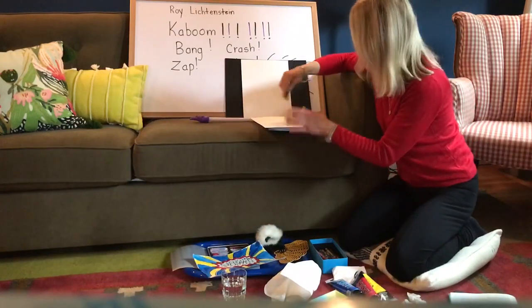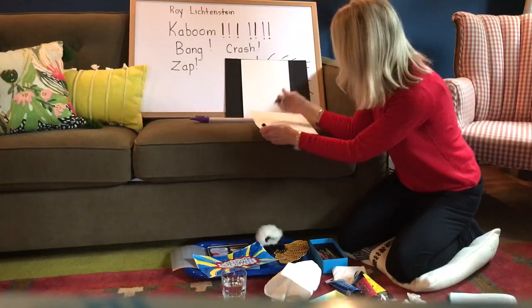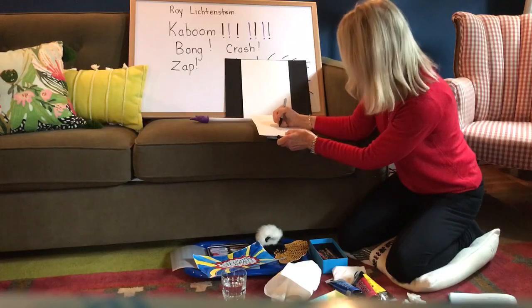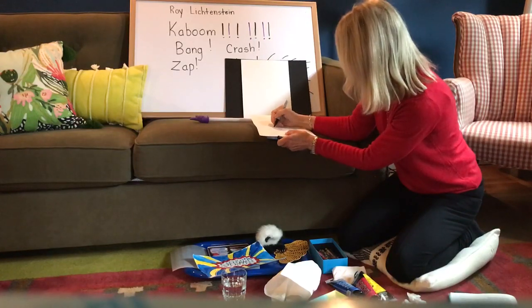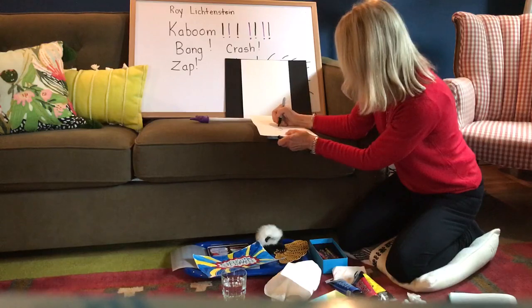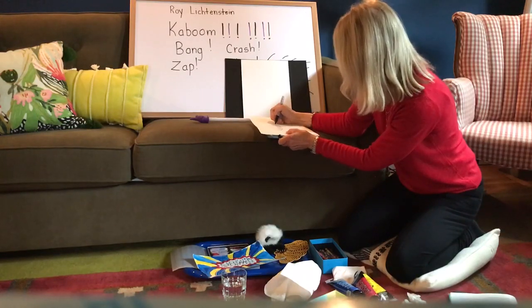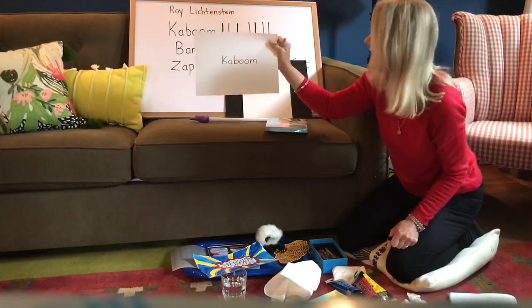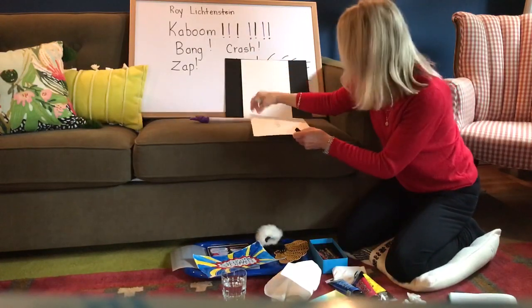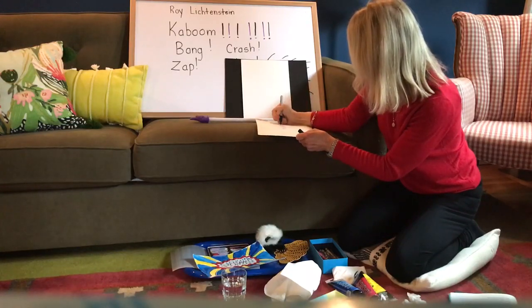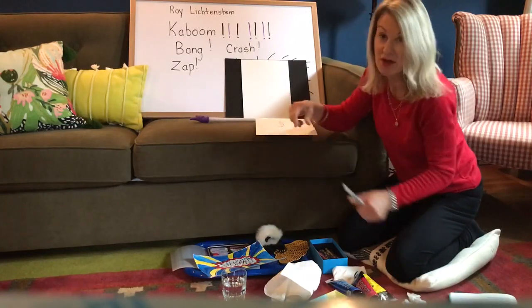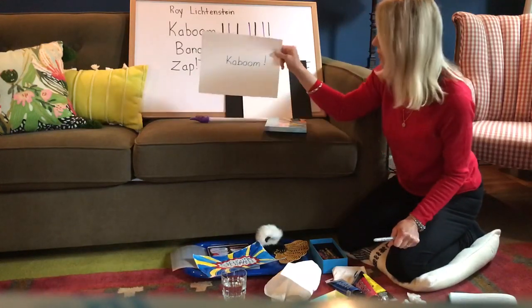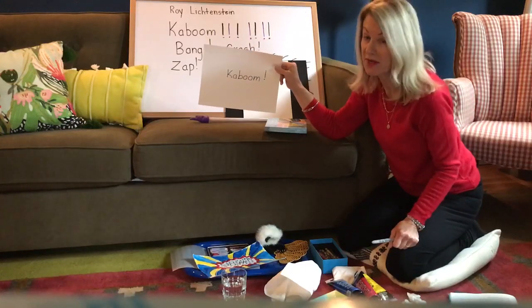Let's see, kaboom, and I can write it pretty big or I can write it small. K, and then A, B, O, O, M. And there's my word, kaboom. Can you see that? And then I'm going to put an exclamation point, because kaboom is not a soft sound. It's a loud sound, isn't it? So, all right, I have my word with my exclamation point.